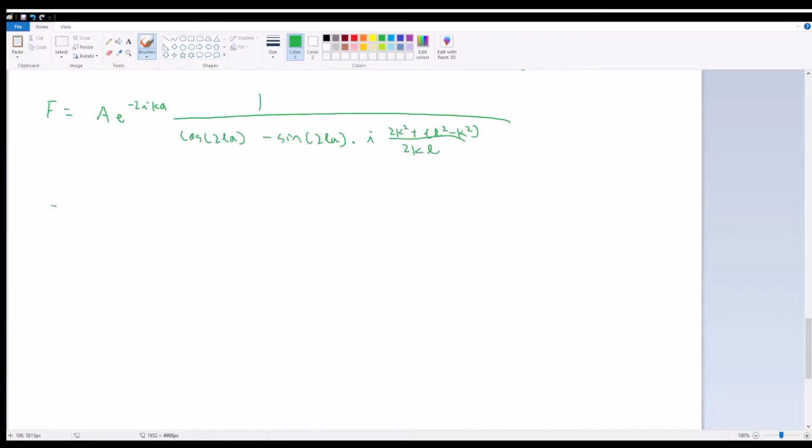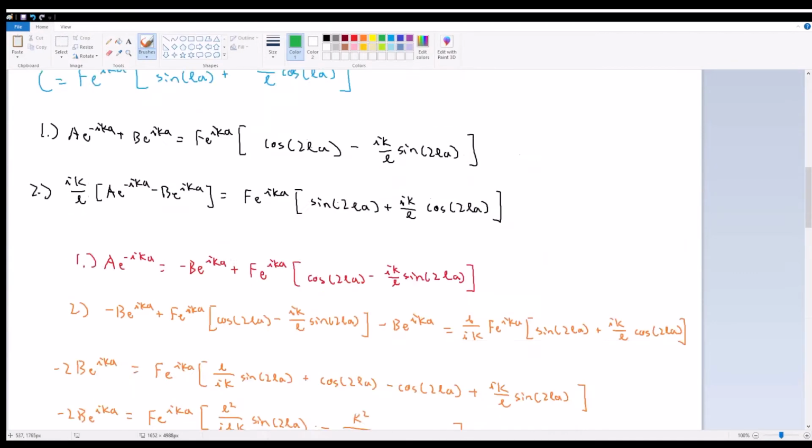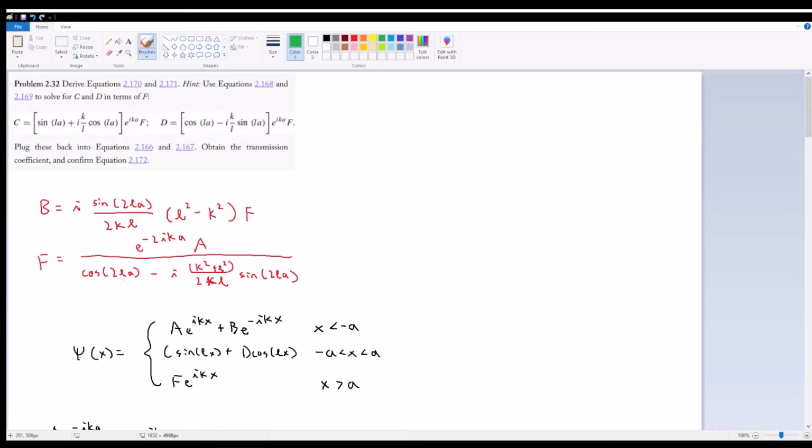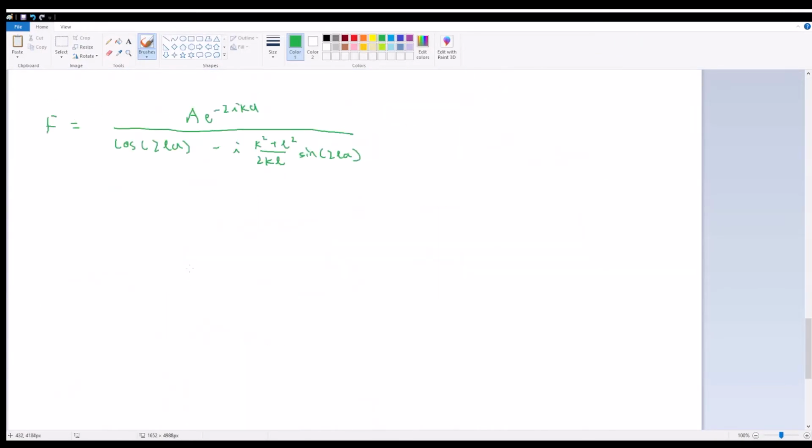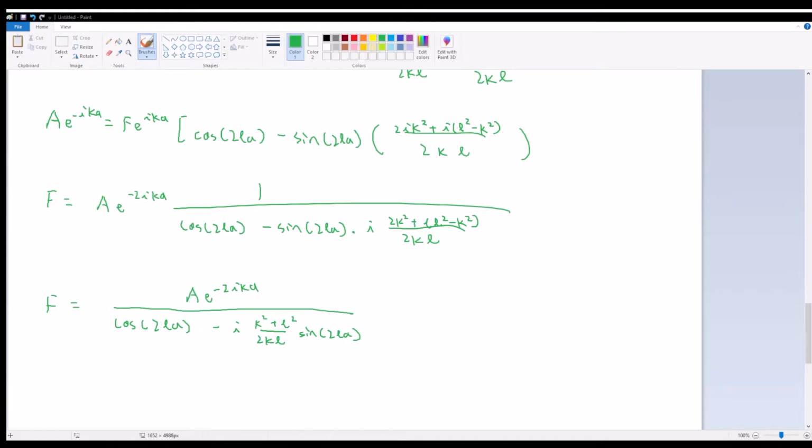Then f is equal to, at the bottom is cosine 2la minus, I'm going to move this thing back here to the front. We have i times, 2k squared minus k squared is k squared plus l squared. Bottom is 2kl multiplied by sine of 2la. And then at the top of this fraction, we have A times e to the negative 2ika. And if I double check with the actual answer that we're supposed to get right here, this is in fact correct. And with that, we have finished obtaining both transmission coefficients, and then we move on to the final part of this problem.